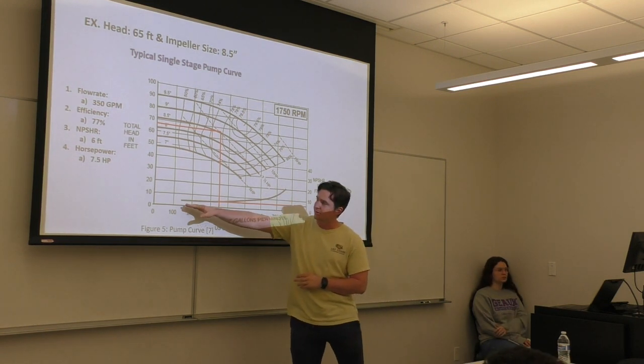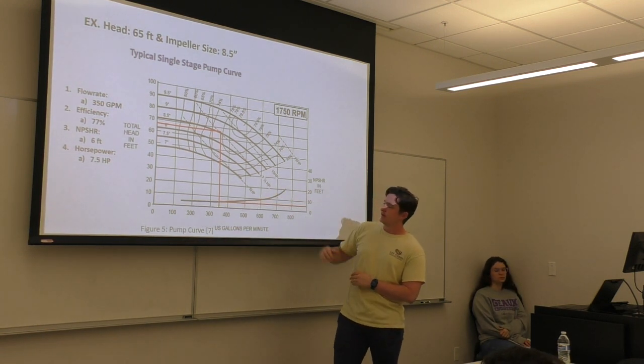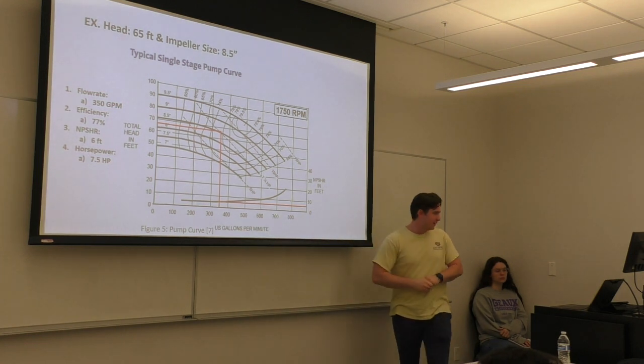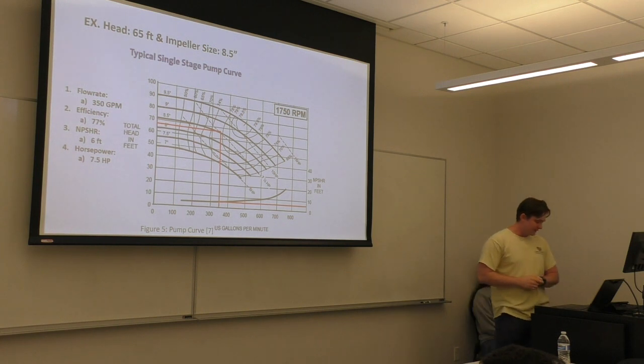And right here is the net positive suction head curve. Using that, we can draw the line to get around 6 feet for that. And then using the horsepower curve, we can determine that it has a 7.5 horsepower rating.